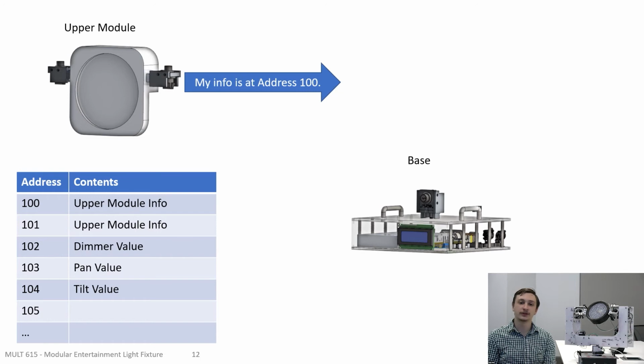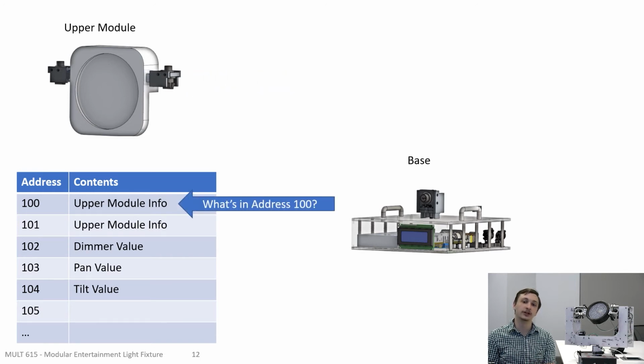For intermodule communication, when an upper module, such as the head or yoke, comes online, it sends a message to the base advertising its existence. The base then requests information about the upper module, and the upper module replies with its associated parameters and values. The base at this point is able to create a fixture profile for the entire fixture and make that available to the lighting designer and lighting console for use.